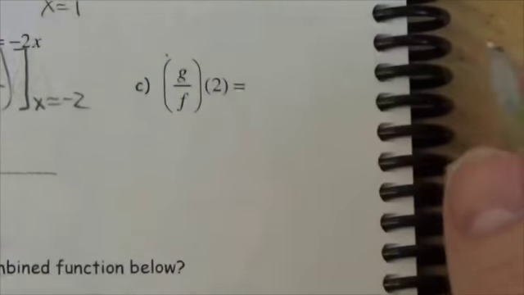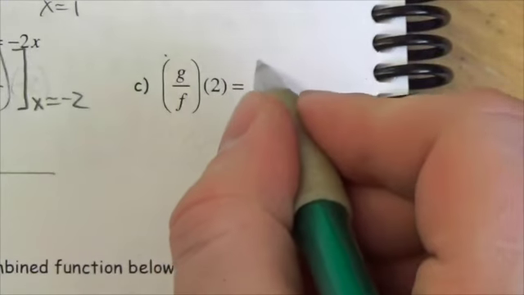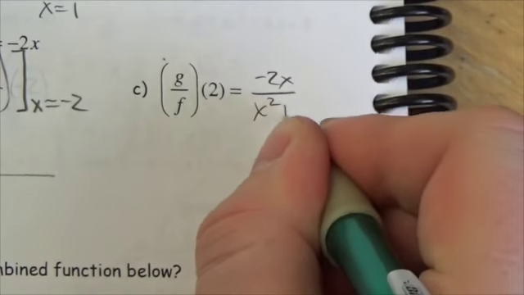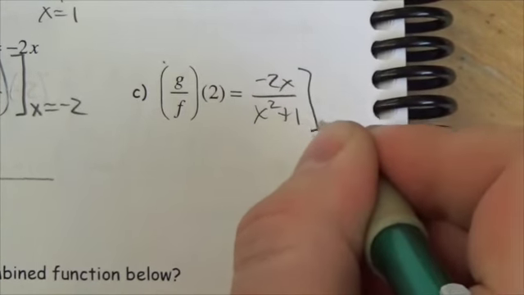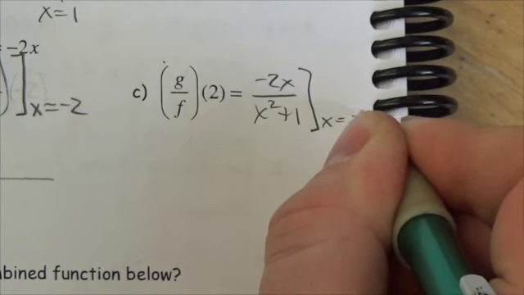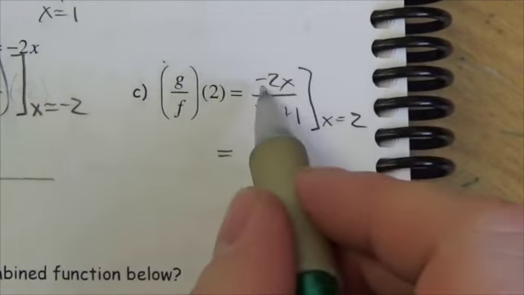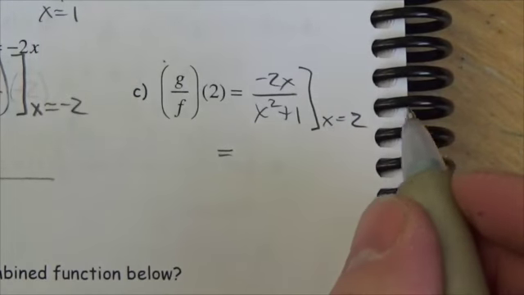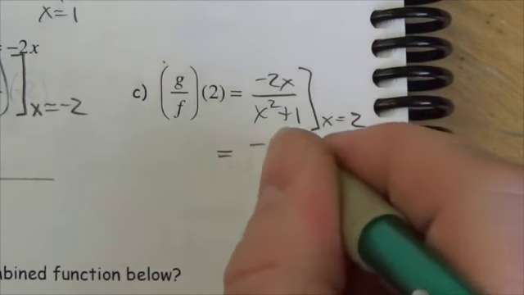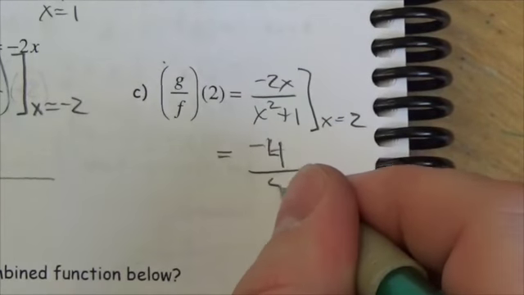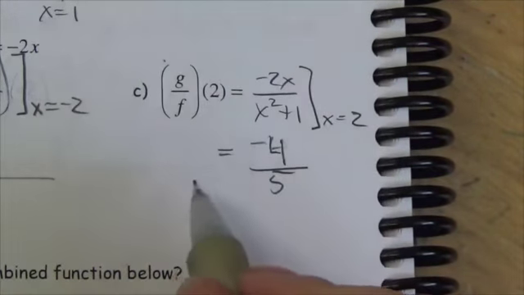All right, so this question is really, really similar to the one that we just did. This time we're going to put g of x in the numerator and f of x in the denominator. I'm going to evaluate this when x is equal to positive 2 this time. So negative 2 times positive 2 is going to be negative 4, and then positive 2 squared plus 1 is 5. So the answer here is negative 4 fifths.